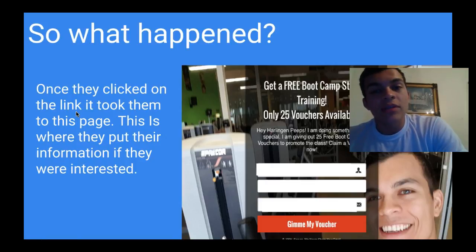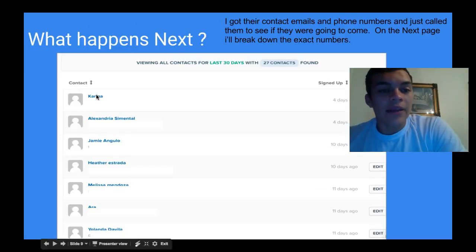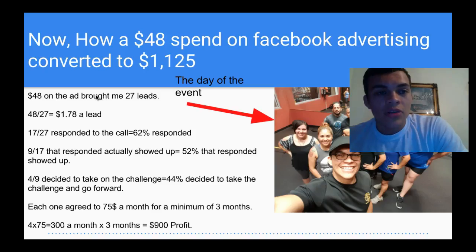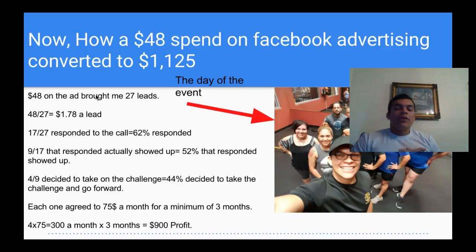What happens after this? Okay? So on my end, I get their contact emails and phone numbers, and I just call them to see if they were going to come. On the next page, I'm going to actually break down the exact numbers of the 27 contacts that I got. Okay, so I got all these people's contacts, and if I click on there, I can actually see their phone number. So all I did was just get their phone number and gave them a call and just said, hey, are you going to be able to show up on this day at this time? Sure, okay, fine, perfect.